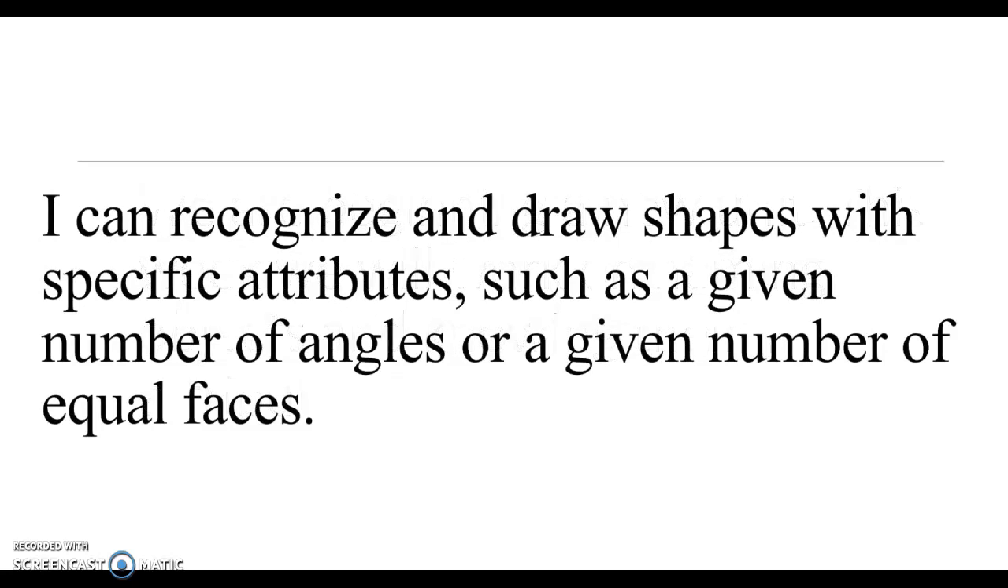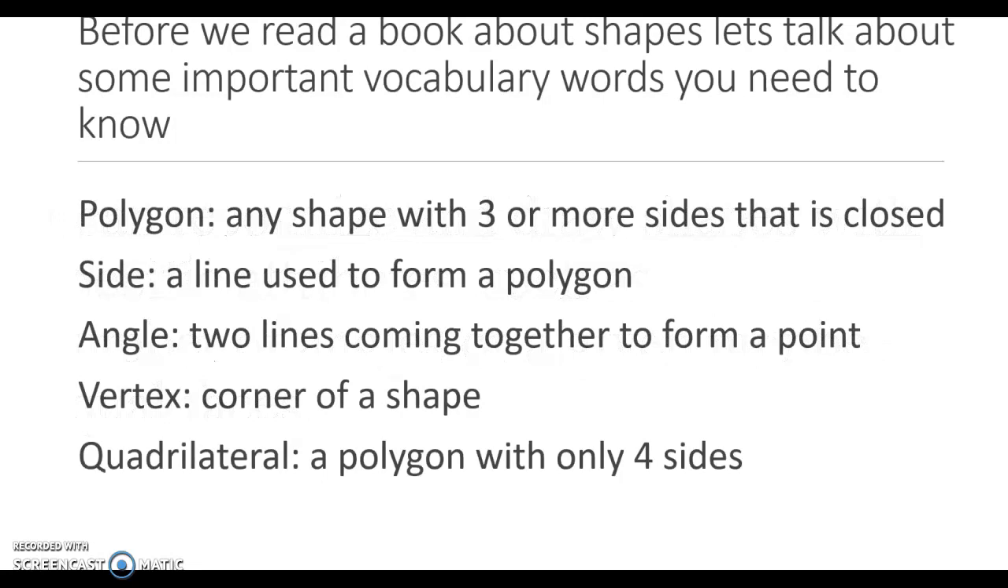Our I can statement is, I can recognize and draw shapes with specific attributes, such as a given number of angles or a given number of equal faces. Before we read a book about shapes, let's talk about some important vocabulary words you need to know.